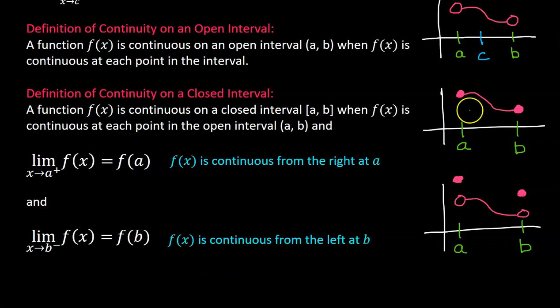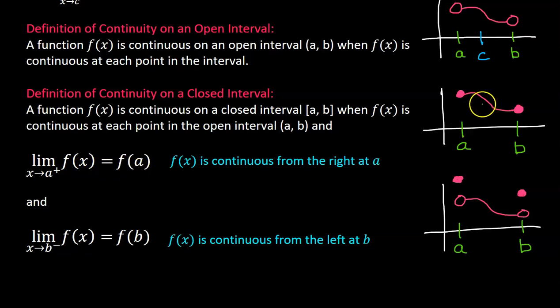So if we want a function like this to be considered continuous on the closed interval [a, b], we're going to have to modify this definition a little bit. So first of all, if a function is to be continuous on closed interval [a, b], the function has to be continuous at every point on the open interval (a, b). In other words, ignoring the endpoints, the function has to be continuous between a and b. Now, when it comes to the endpoints, we're going to be satisfied with a one-sided limit. For example, the limit as x approaches a from the right simply has to equal the value of the function at a.